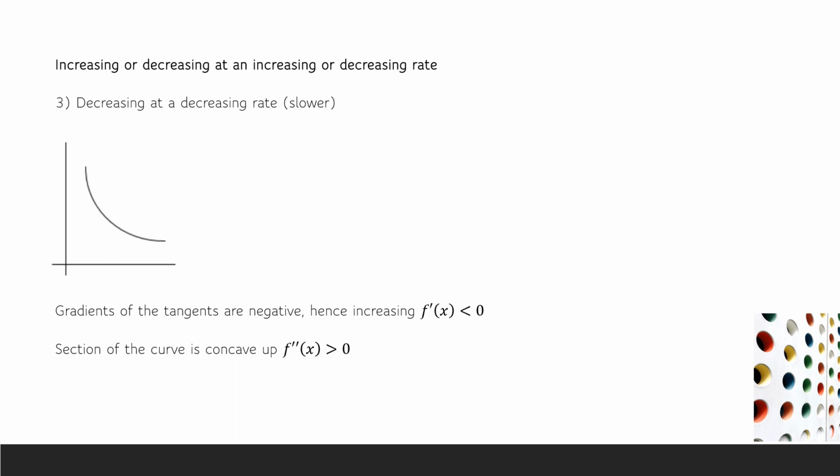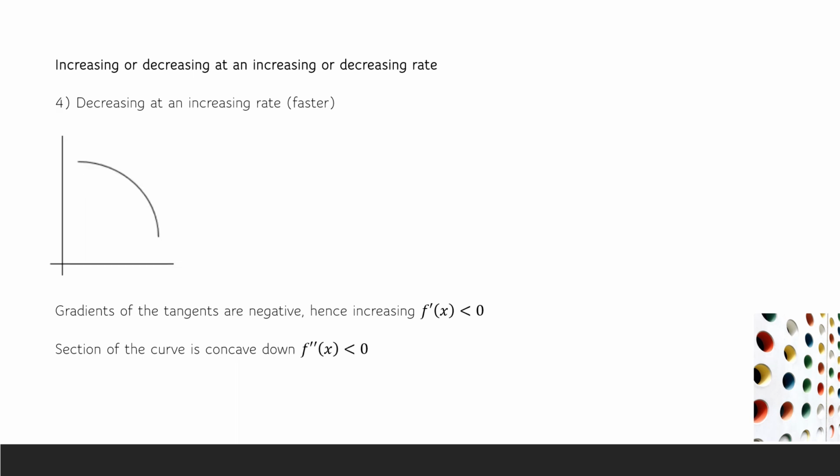Decreasing at a decreasing rate. So think of our population again. Decreasing means it's going down, so the tangents are negative, and the rate is slowing down. So as you can see in this case, even though our population is decreasing, it's plateauing out or slowing down towards the end. So the gradients of the tangents are negative, hence the first derivative is less than 0, and the section of the curve is concave up, second derivative greater than 0.